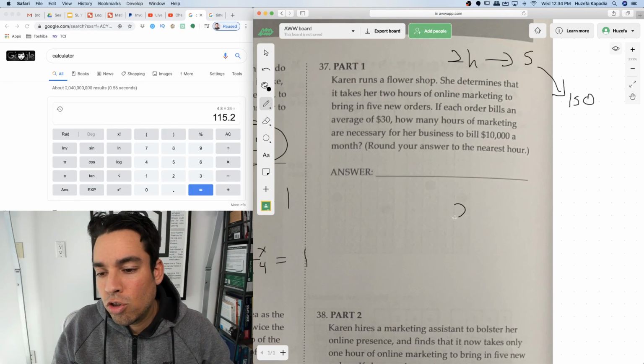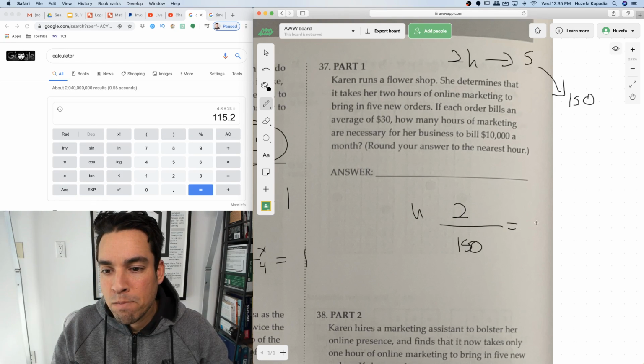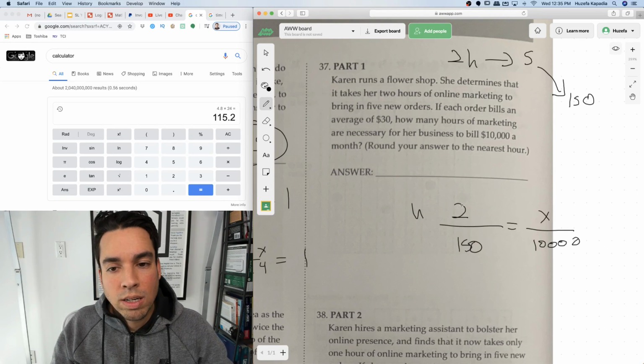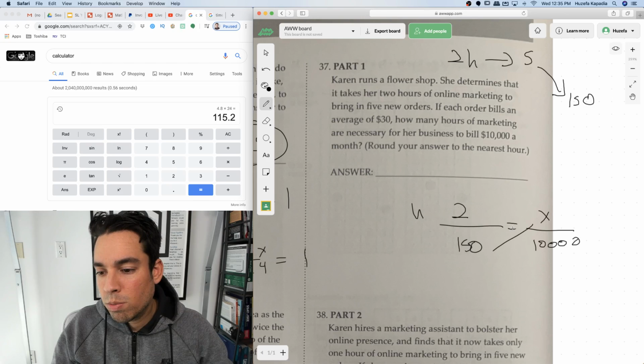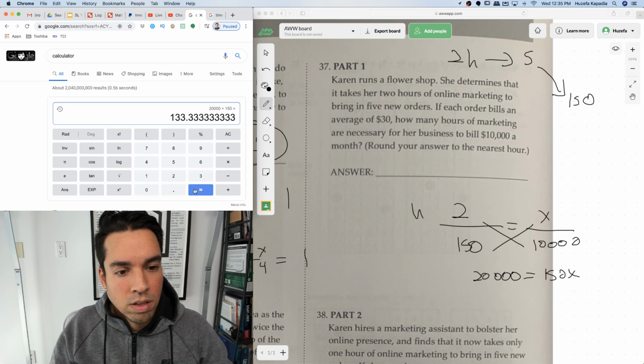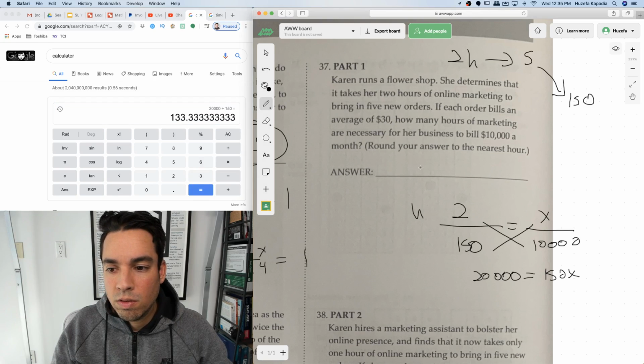So we've got 2 hours. This is a nice ratio problem. Gets $150. X hours will get me 10,000. Forget about per month. I don't even know why they said that. Because we just want how many hours, right? And then we cross multiply. So 2 times 10,000 is 20,000 equals 150x. 20,000 divided by 150 is 133.